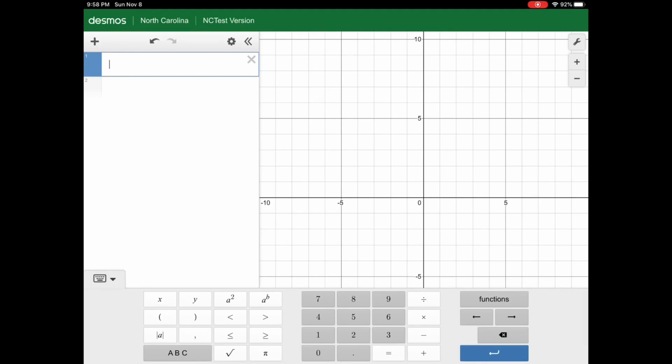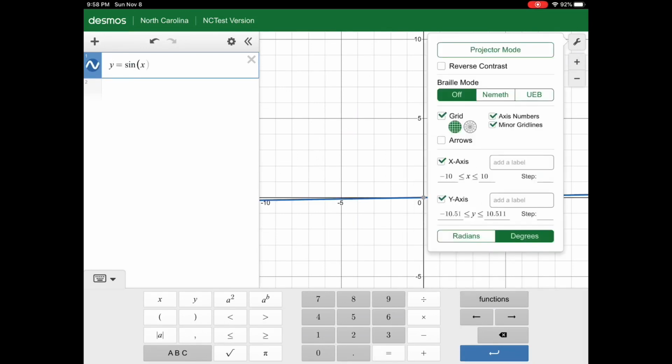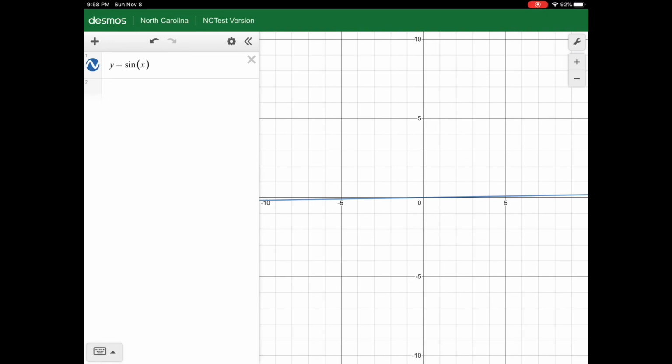Because there's a difference between how you graph when it's in degree mode and when it's in radian mode. And so if I come here and I do y equals the sine of x, right now under my settings, I'm in degree mode. And I don't see a whole lot. I should see something that looks like a wave, okay? And that wave graph I'm not seeing here. And there's a reason for that.